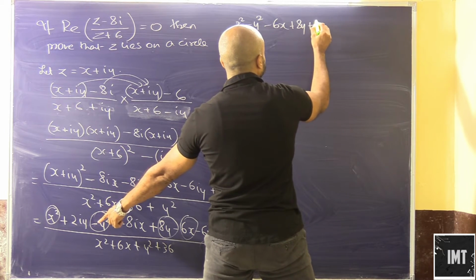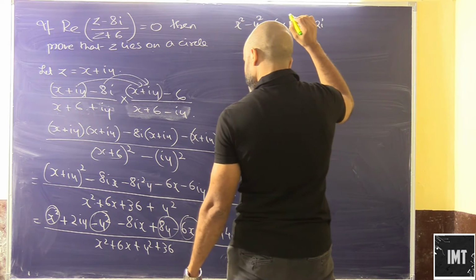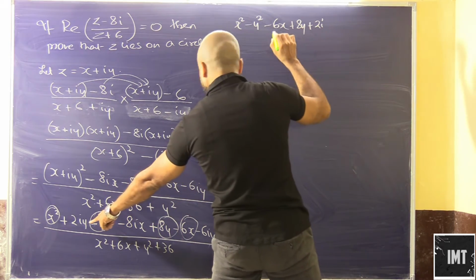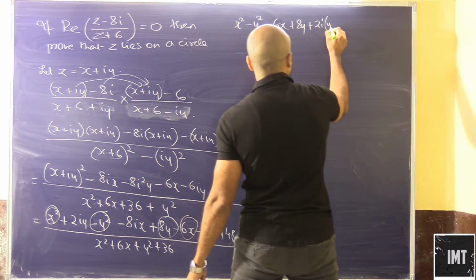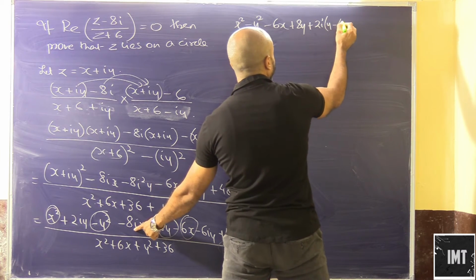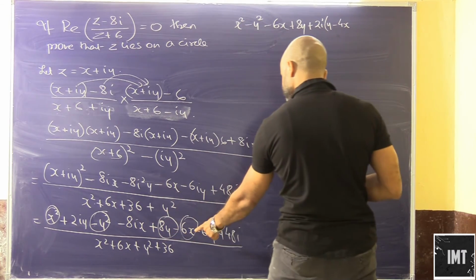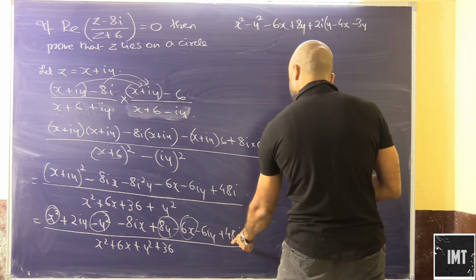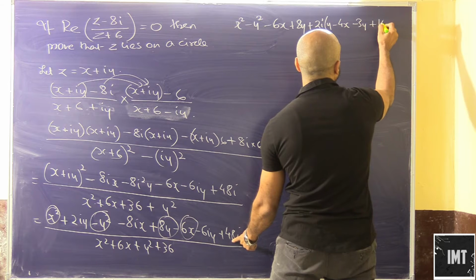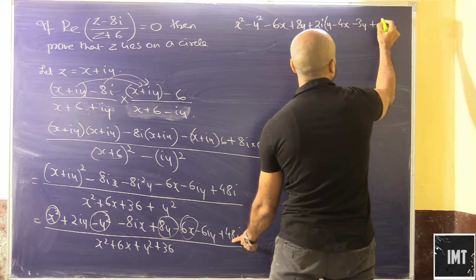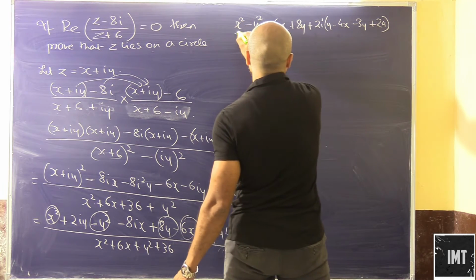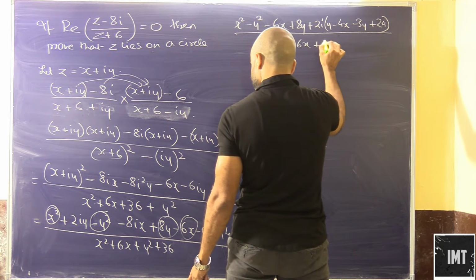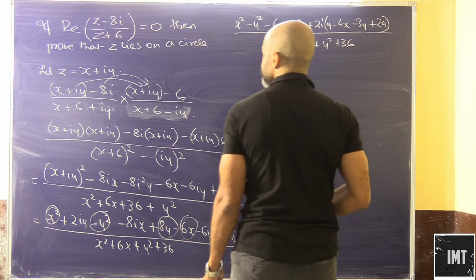So here it will be plus 2i. If I see, at least 2 will be common between all of them. 2i into y minus 4x, this will be minus 4x, minus 3y plus 24. So this will be upon x square plus 6x plus y square plus 36.